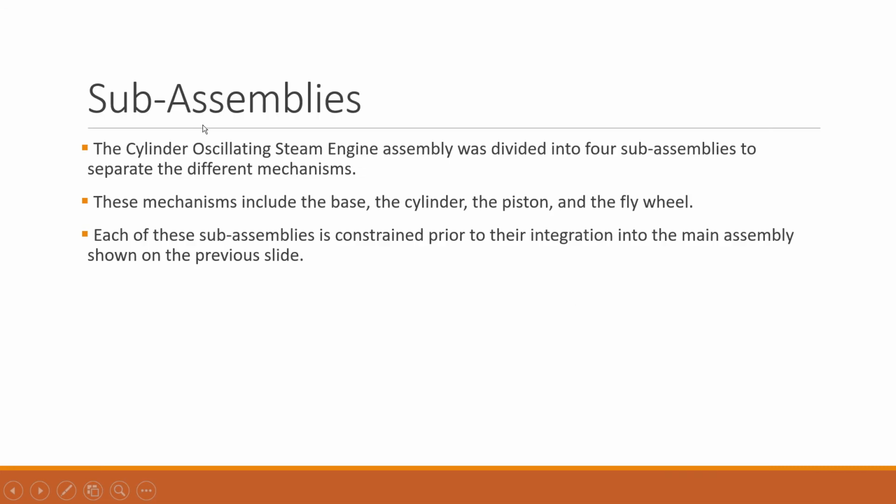Now, the main assembly is divided into 4 sub-assemblies. The oscillating cylinder steam engine was divided into 4 sub-assemblies to separate the different mechanisms. These mechanisms include the base, the cylinder, the piston, and the flywheel. Each of these sub-assemblies is constrained prior to integration into the main assembly shown on the previous slides.